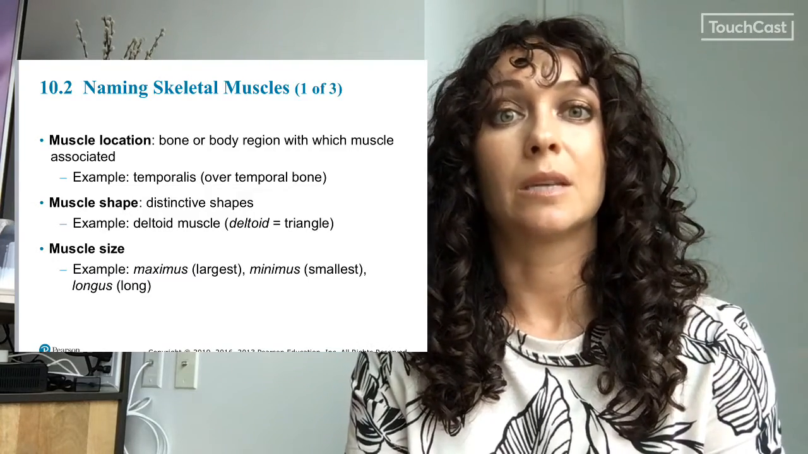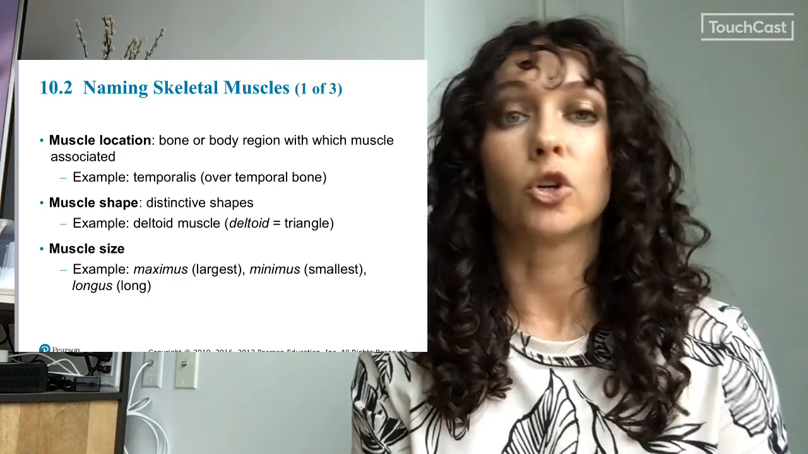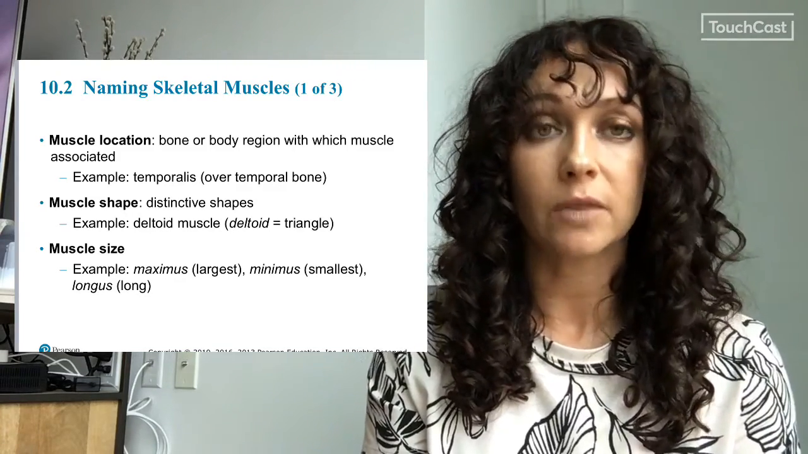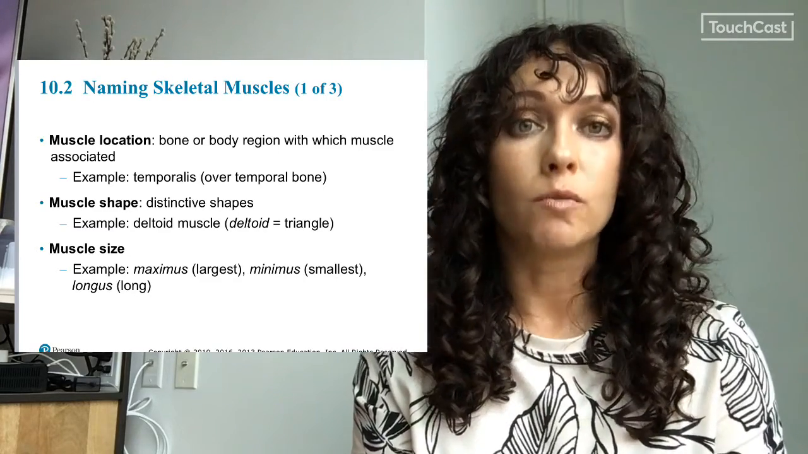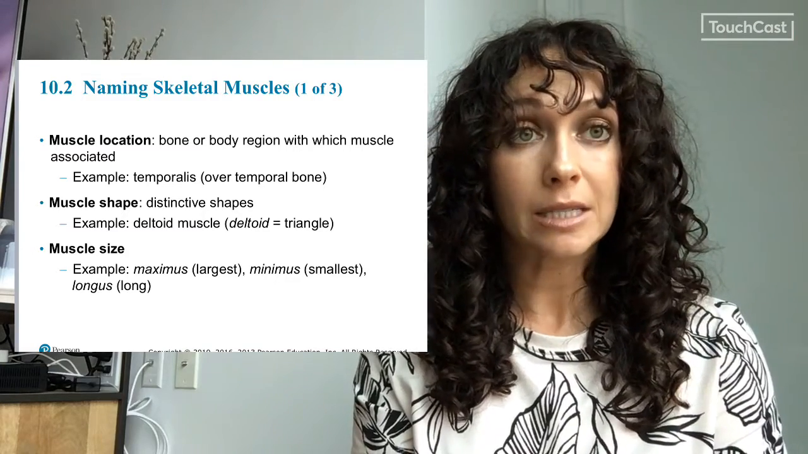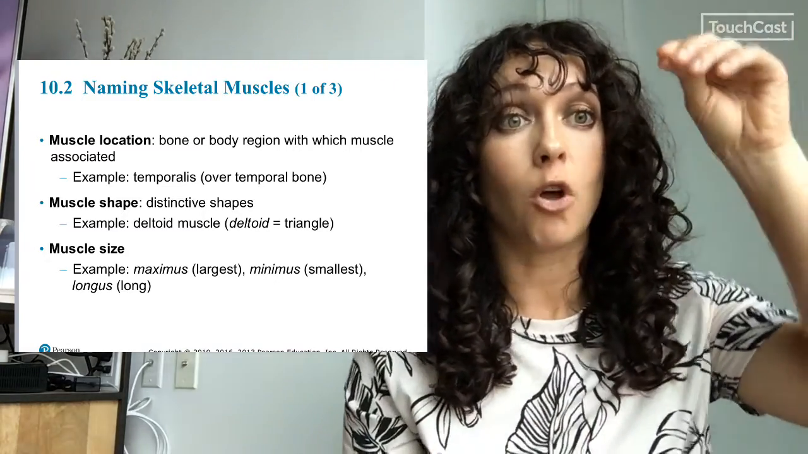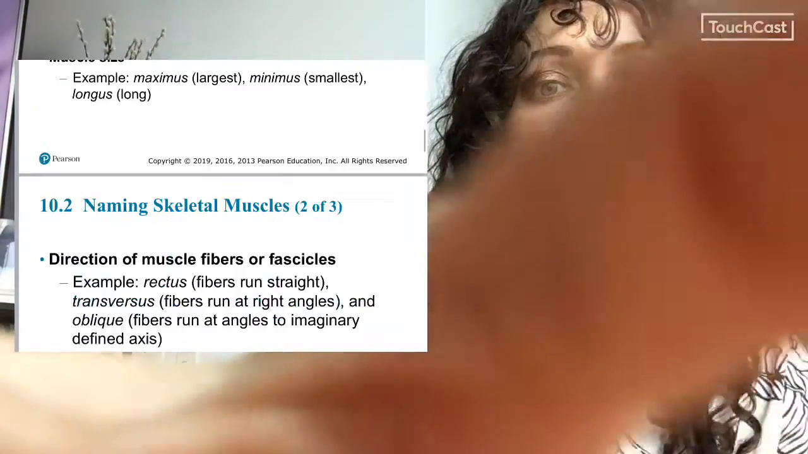So the maximus, the minimus, and the longus, I'm sure you can think of great examples. Our glutes are one. We have a glute maximus, which is obviously the largest of the three. We have a glute medius, which is going to be in the middle, and the glute minimus, which is the smallest. We also have muscles, for example, a longus muscle. That means it's going to be long. It's going to run on a parallel axis to that bone.